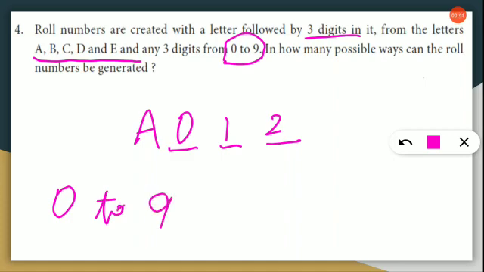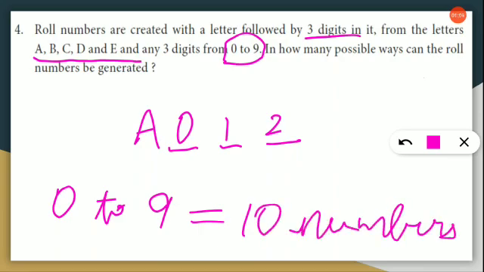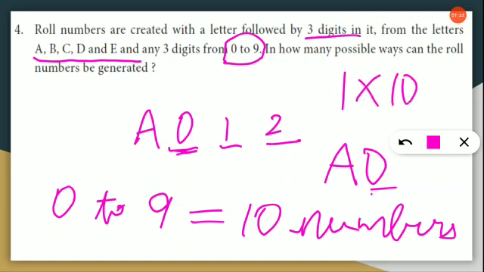0, 1, 2, 3, 4, 5, 6, 7, 8 and 9. So there are 10 numbers inside 0 to 9. Okay. So how many possible ways are there to create a one digit number? Suppose you are going to create A, and 0, 1, 2, 3, 4, 5, 6 up to 9 I am going to create. So how many possible ways will be there? 1 into 10. If it is a one digit number, only 10. Okay, so there will be 10 possible ways.